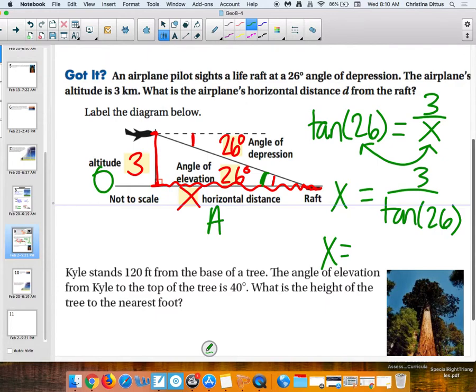Put it in your calculator. And what do we get for X? 3 divided by tan of 26. 6.15. Okay, so 6.2. You're good though. 6.2 kilometers is my horizontal distance. That's how far away my raft is from under my plane.